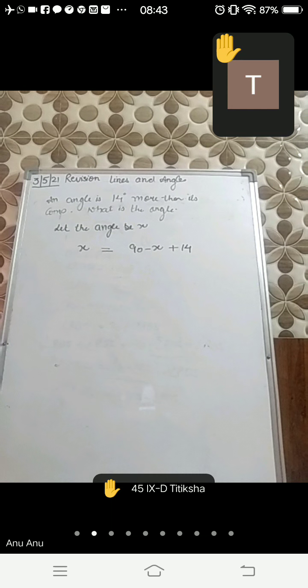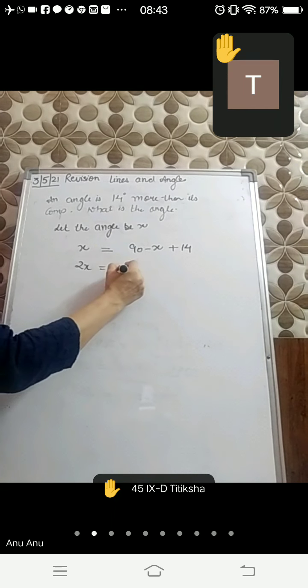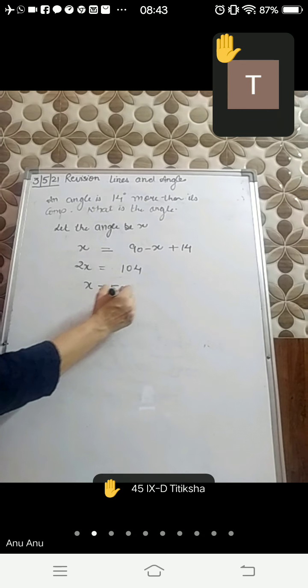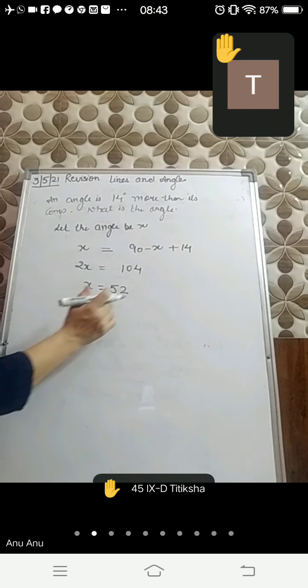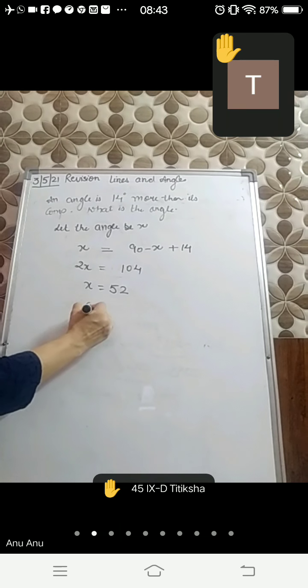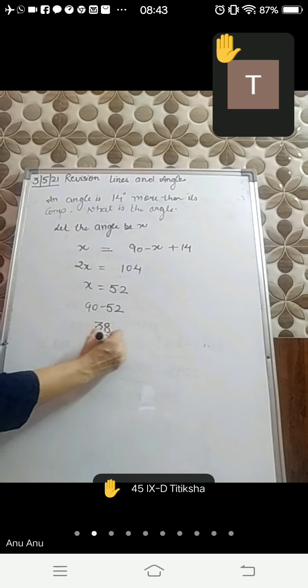Is it okay? Now, if you solve this, this will become 104. X is equal to 52. You have got one angle, 52, and the other angle is, yes, what will be the other angle? That is 90 minus 52, 38 degree.